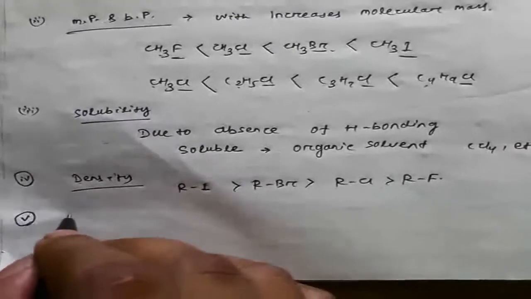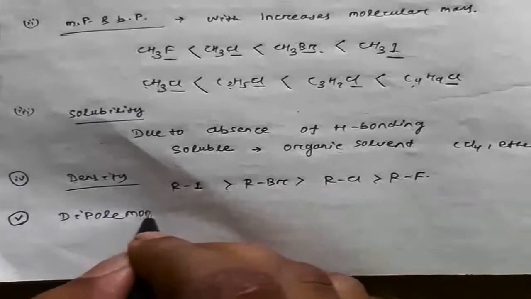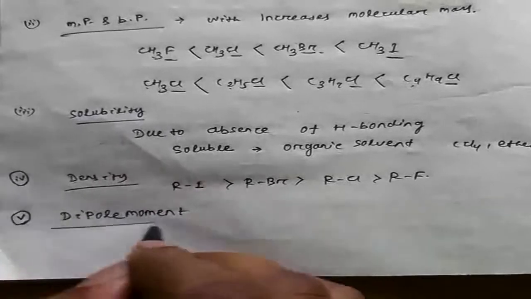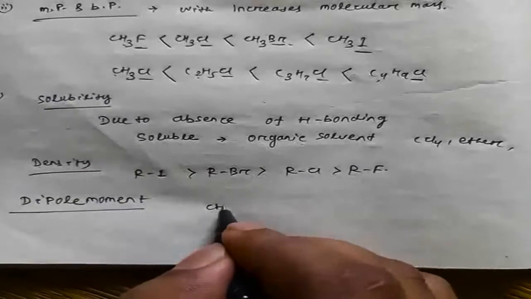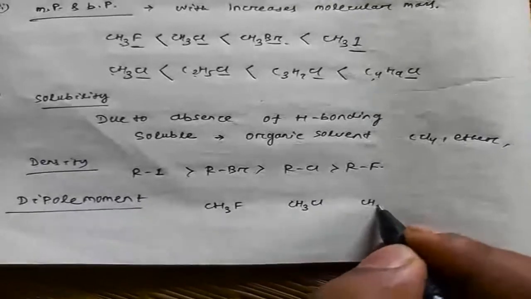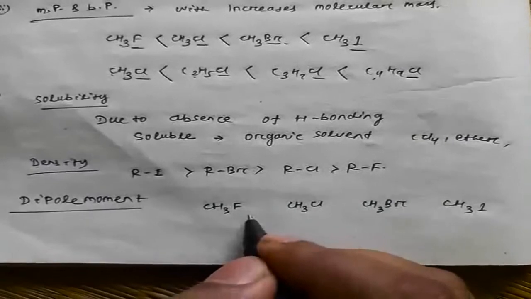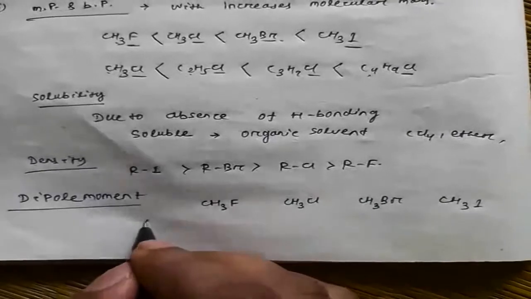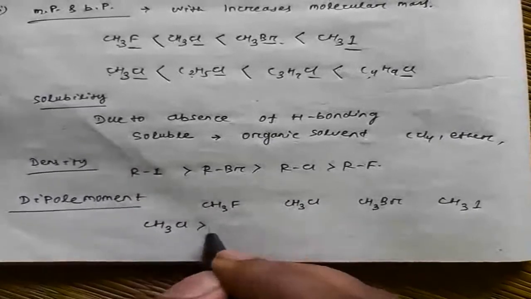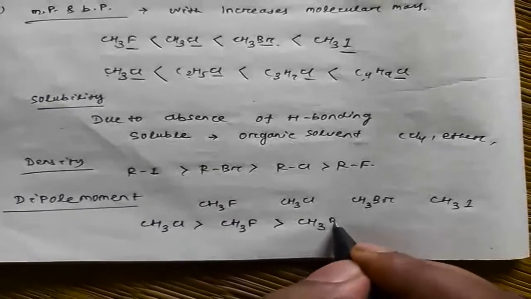Fifth point is dipole moment. Simply, the electronegativity difference between the two atoms is called the dipole moment. So fluorine has the more electronegative value, that is, fluorine should have more dipole moment, but the dipole moment order is CH3Cl, then CH3F, then CH3Br, then CH3I.